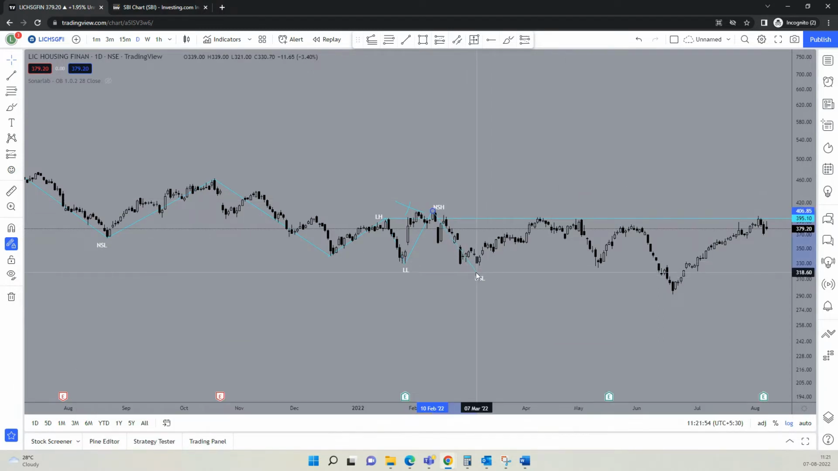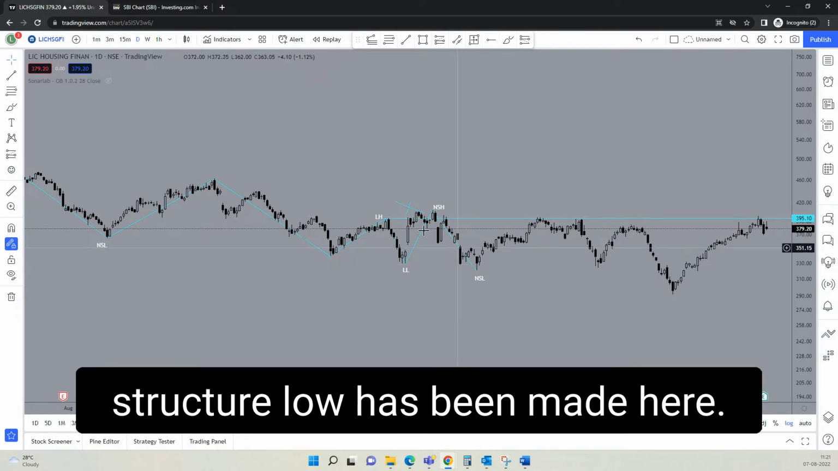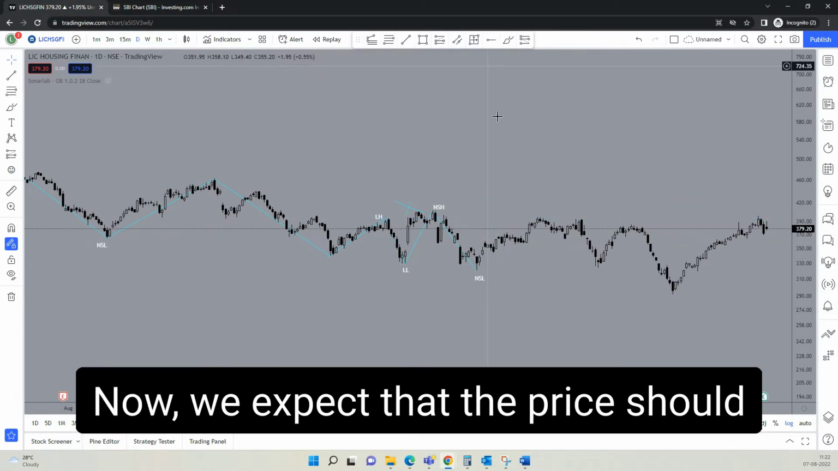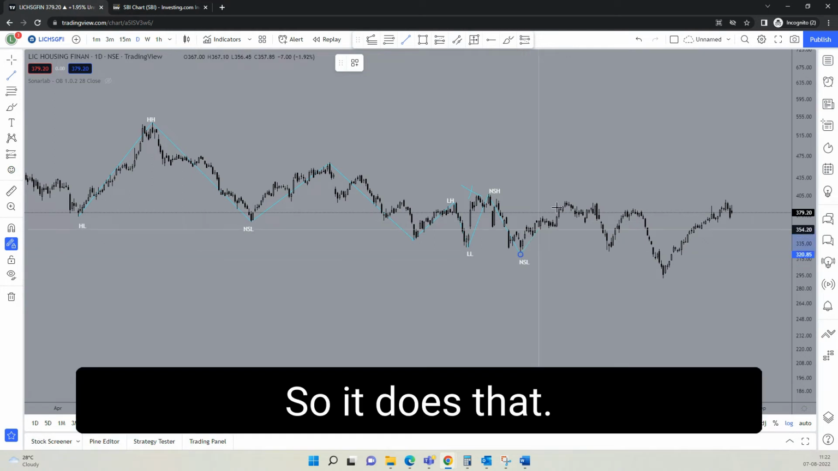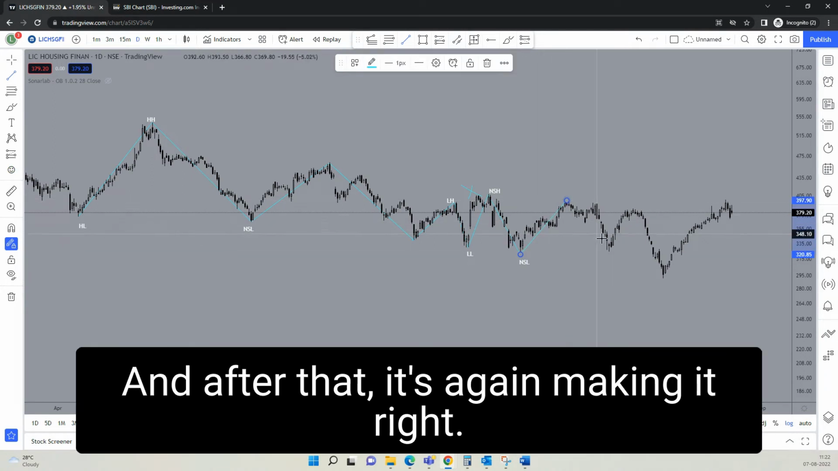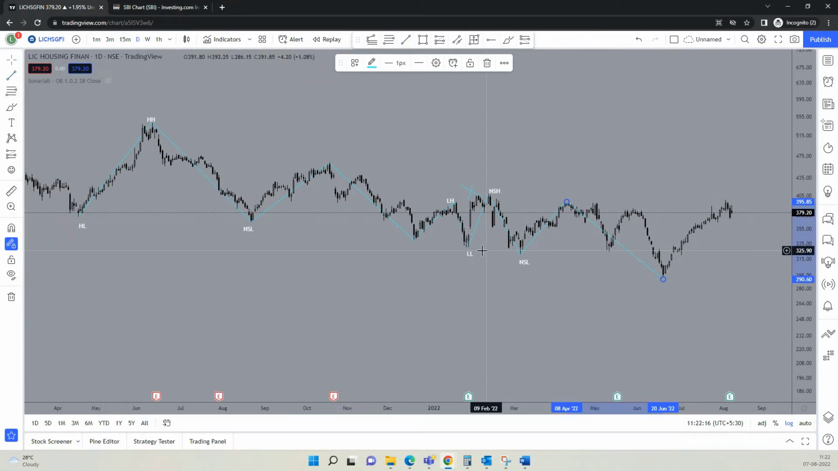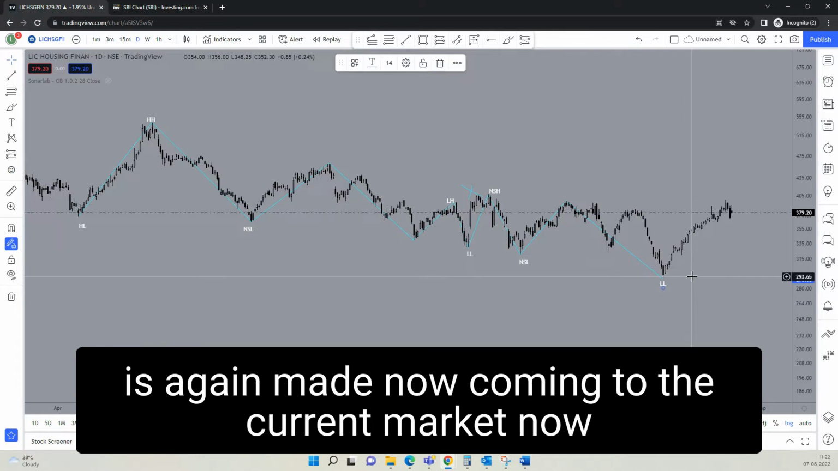Coming back to this concept, a new structure low has been made here. Now we expect that the price should retrace upwards without breaking the previous high. So it does that. Our expectation is met, and after that, it's again making a new low, right? It has again made a lower low here. So our expectation is again met.